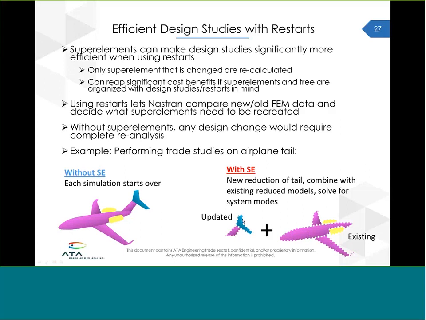And if it sees, oh, you've changed the spring on the tail. Okay, so I do need to re-reduce the tail. I have to start from scratch with the tail. And once it's reduced the tail, it adds that to all the existing superelements and then just solves for the system level behavior. Remember, the system level has many, many orders fewer degrees of freedom than the sum of all the individual pieces.